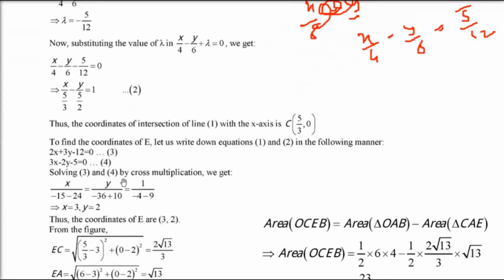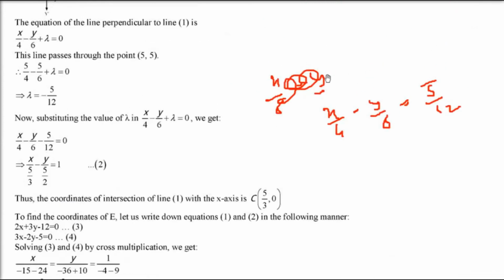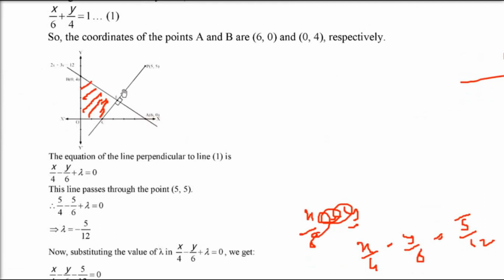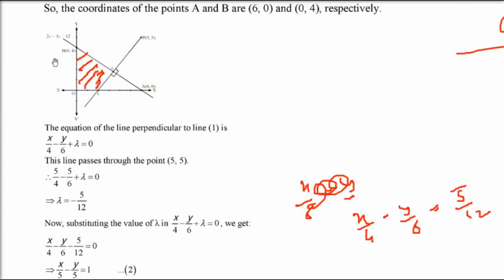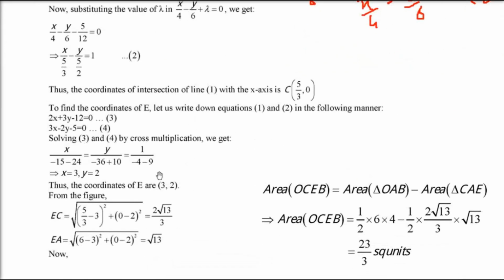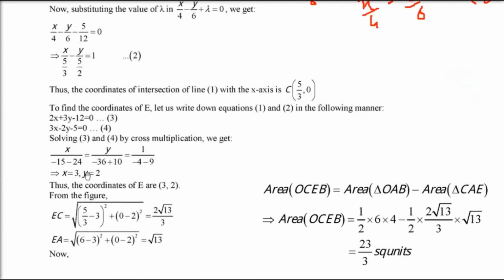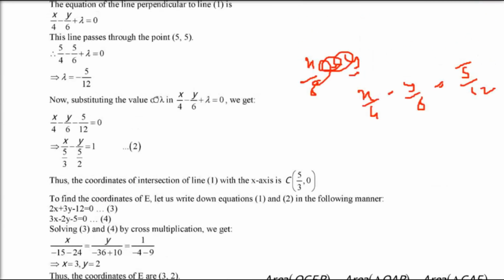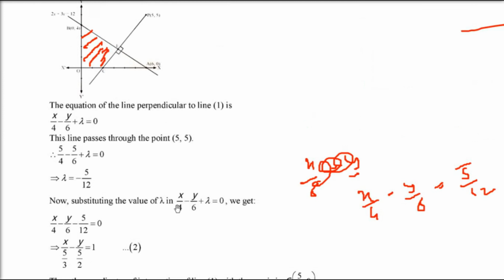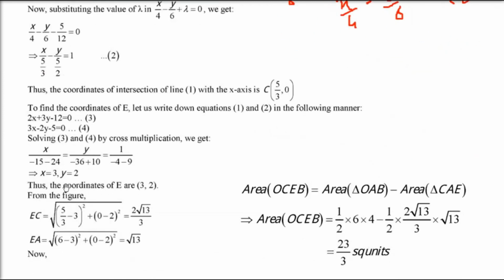Now we have to find the E point. E also we need to know. So we take the intersection of these two lines. We intersect them, and you already know how to solve linear equations in two variables. Solving these two lines, x is 3, y is 2. So the E point is also known now.